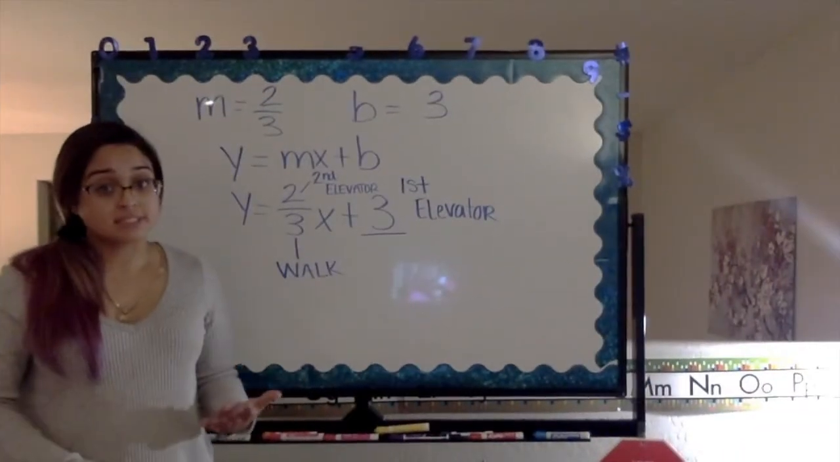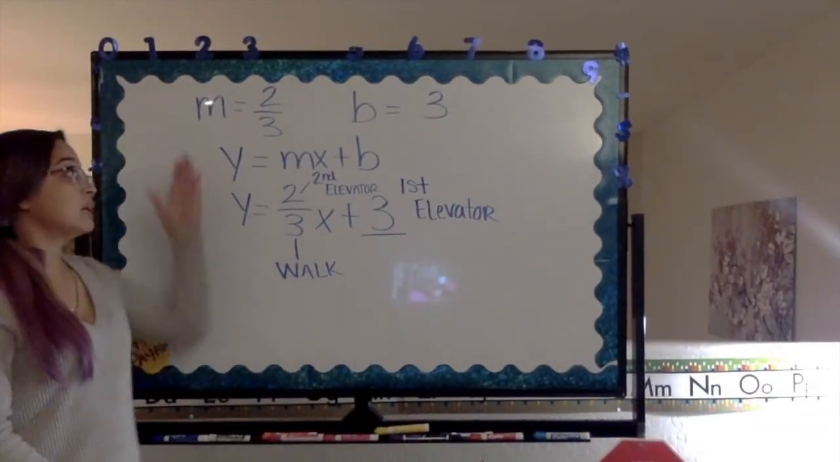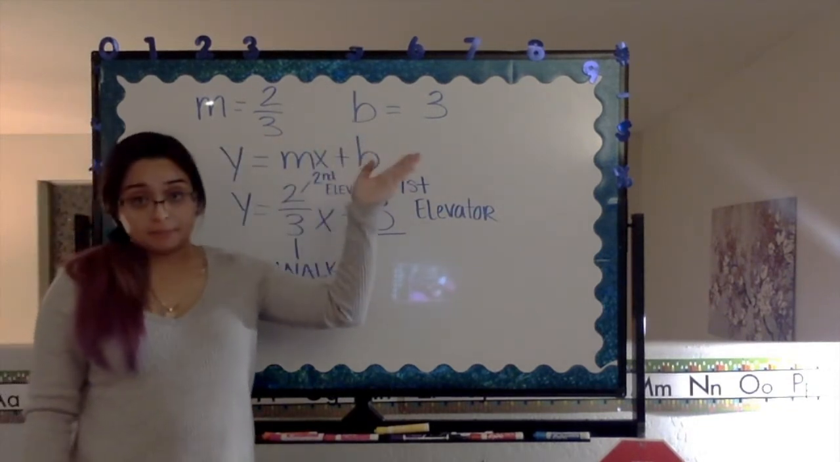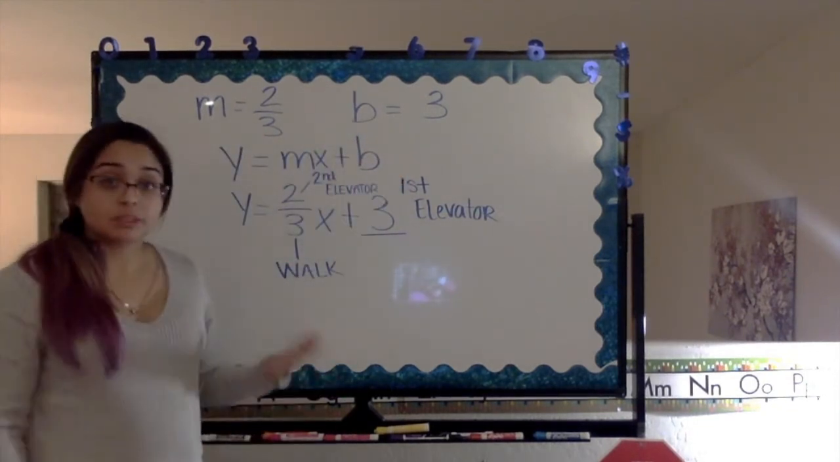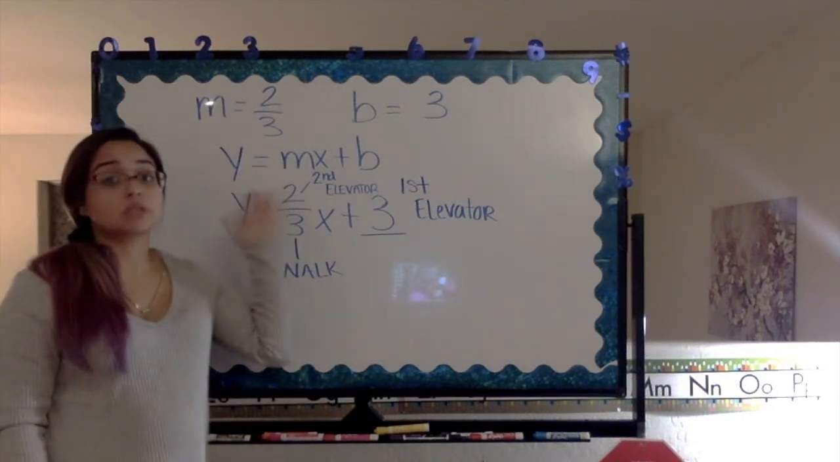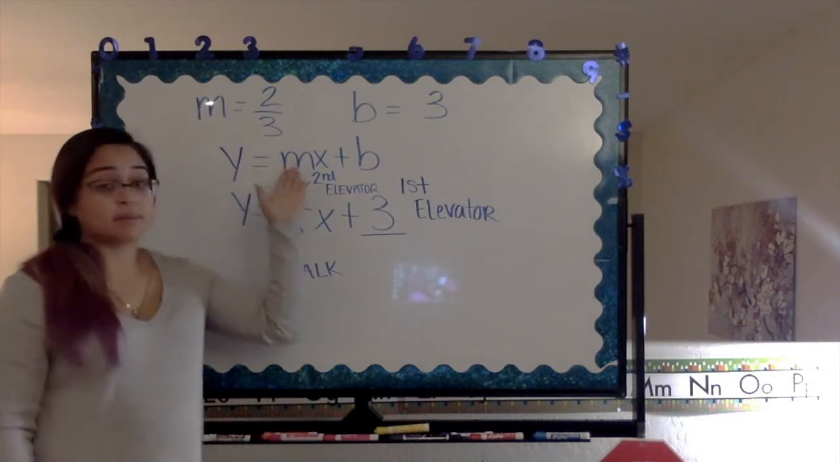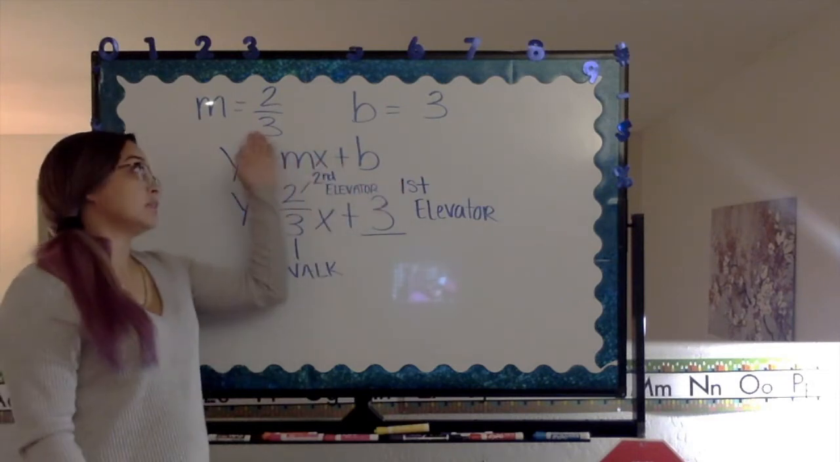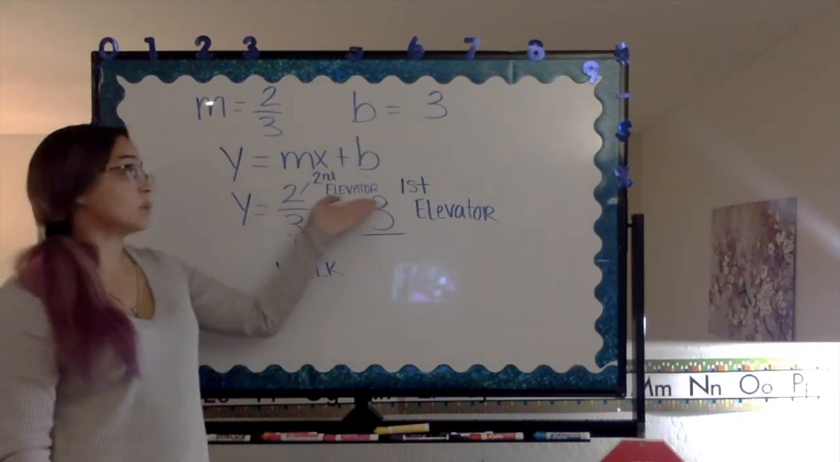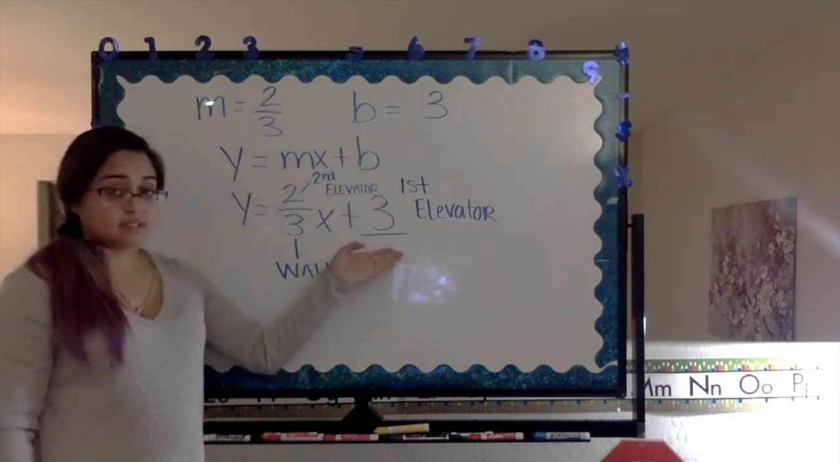For our first example, we're going to start off with a value of 2/3 for m and a value of 3 for b. What we're going to be doing is plugging those in. So again, we're plugging it into an equation that looks like y equals mx plus b. That means the value of 2/3 we're going to plug in where m is, and the value of 3 we're going to plug in where b is. And it's going to look like this.